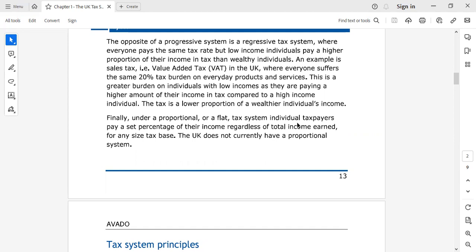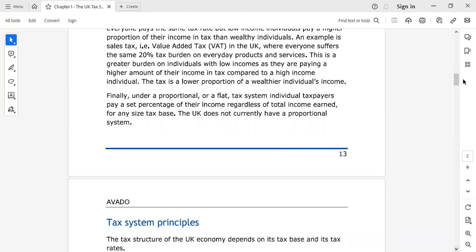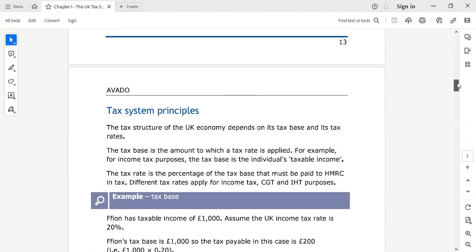So we have seen there are three tax systems: progressive, regressive, and proportional. In the UK, two tax systems are used. One is progressive, where if your income goes up, your tax rate goes up. And the second one is regressive. We have seen the example of a petrol pump. And the proportional, we don't use in the UK. Let's move forward.